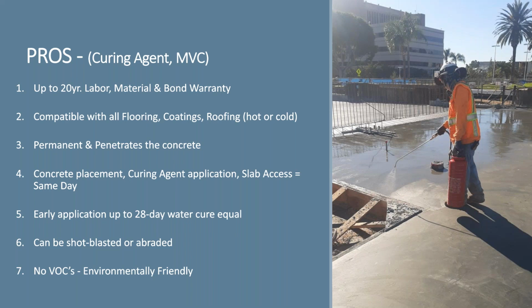You can get up to a 20-year labor and materials warranty and even a bond warranty from some manufacturers. They're compatible with flooring and roofing. They've been tested to the highest standards possible under ASTM. They're permanent and they're penetrating agents, so there's nothing on the surface to interfere with anything that comes after them. They offer same day access, same day slab placement, and curing all happen at the same time. You can get up to a 28-day water cure equivalency. There's currently 3 standards for the curing agent category: a 7-day equal, a 14, and a 28. So you can write a performance spec around these products and ensure diversity. Most can be shot blasted or abraded so that you don't void your warranty, and they're all zero VOC products.